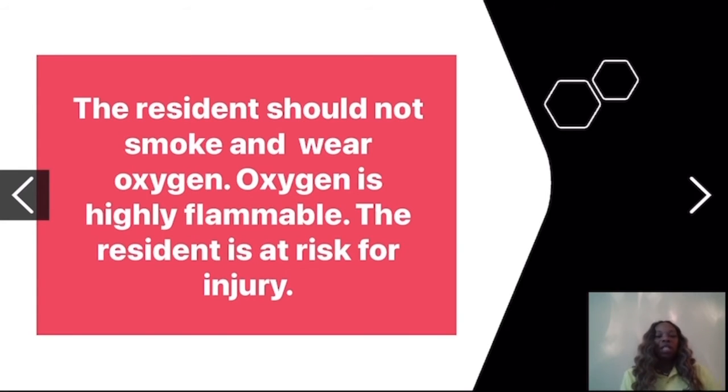The resident should not smoke and wear oxygen. Oxygen is highly flammable. The resident is at risk for injury if they are smoking while wearing their oxygen.